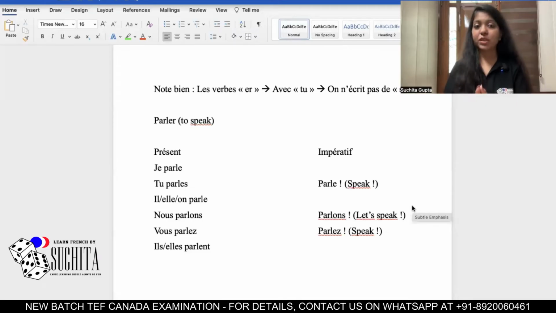So parle. With nous, you will write parlons. With vous, you will write parlez. There is no change in case of nous and vous. So that happens only in the case of ER verbs and only in the case of tu. In case of all the ER verbs, with the subject tu, you drop the S. That's why in the imperative case, you are seeing parle without an S, because parler is an ER verb. The meanings are the same. Speak, let's speak, and speak.